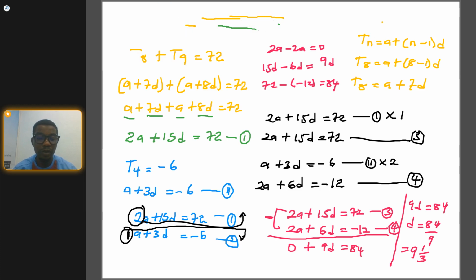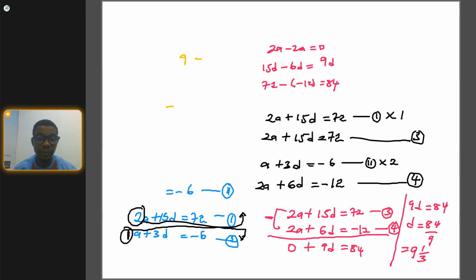Permit me to wipe the board. Now the next question we are going to be solving is UTME 2021. UTME 2021 will be the next question.